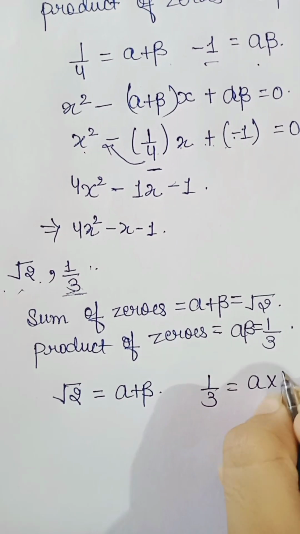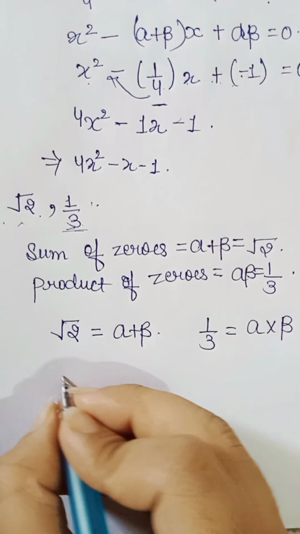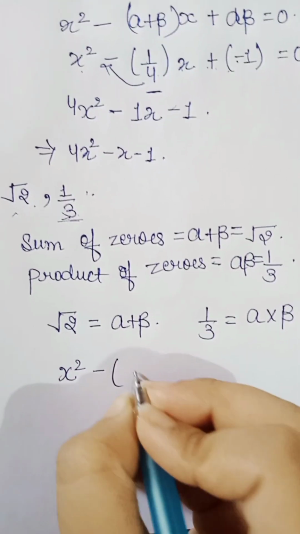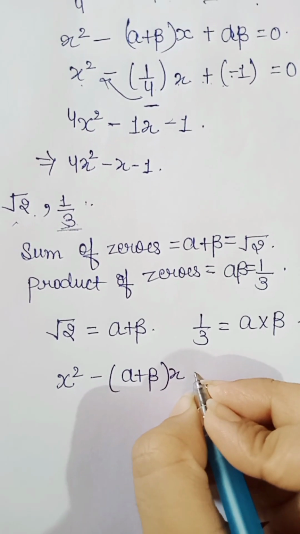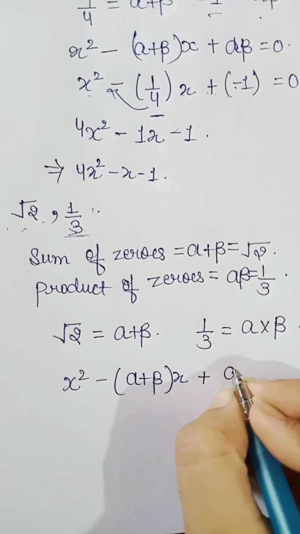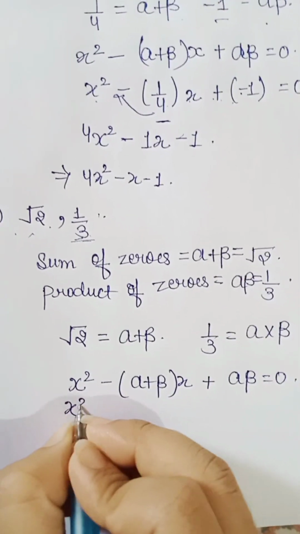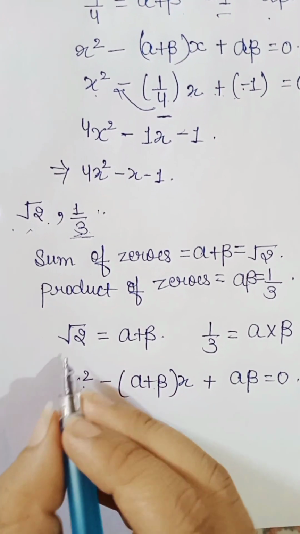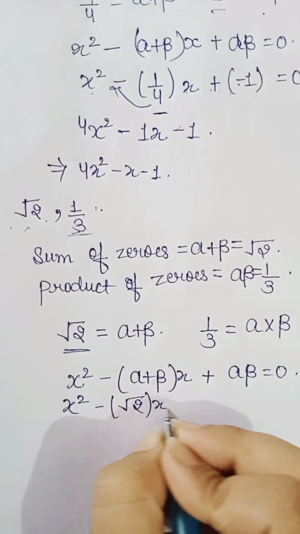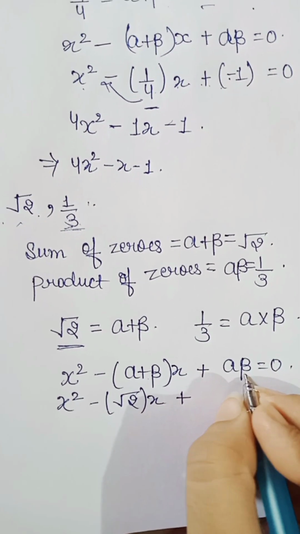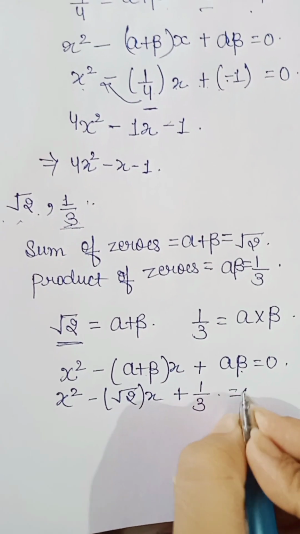alpha into beta. Now we can consider a quadratic polynomial as x square minus alpha plus beta into x plus alpha into beta is equal to 0. Now put the values. X square minus alpha plus beta is under root 2, so we can write here under root 2 into x plus alpha into beta. So here 1 by 3 is alpha into beta, so we can write it like this.